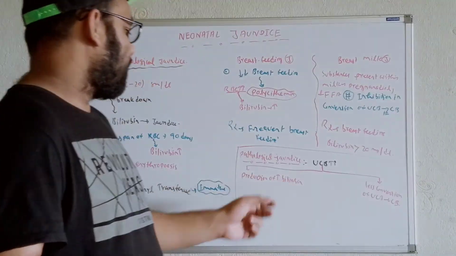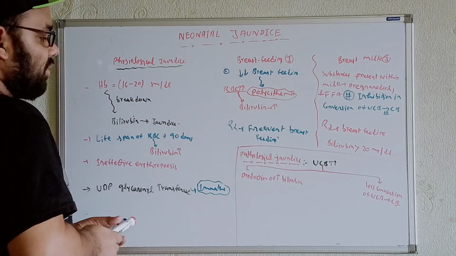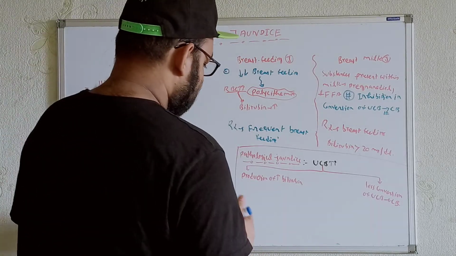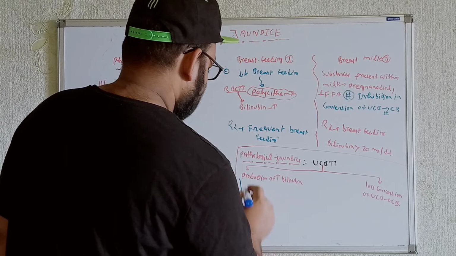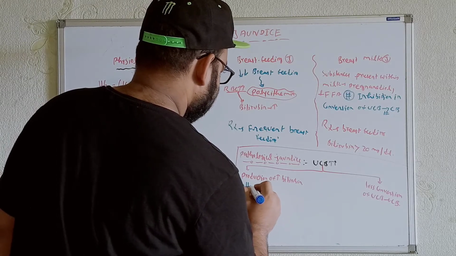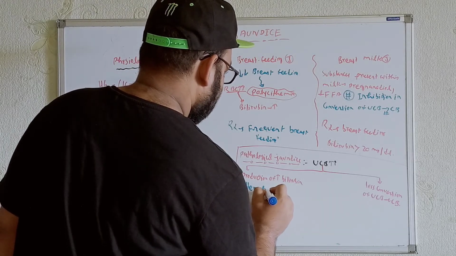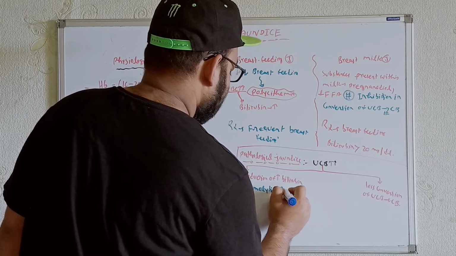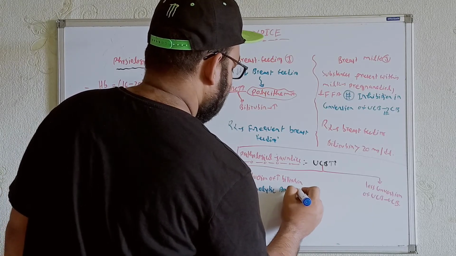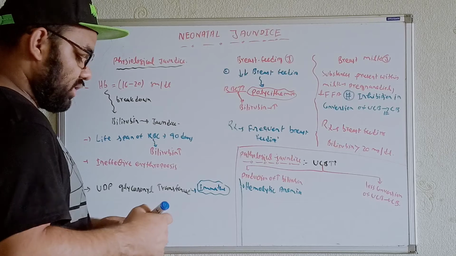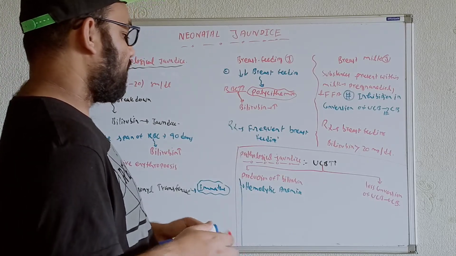Now we'll talk about why we see the production of more bilirubin. The first reason we can say over here is hemolytic anemia. Whenever we get hemolytic anemia, there will be more breakdown of the what? RBC. So more chances of producing what? More bilirubin.